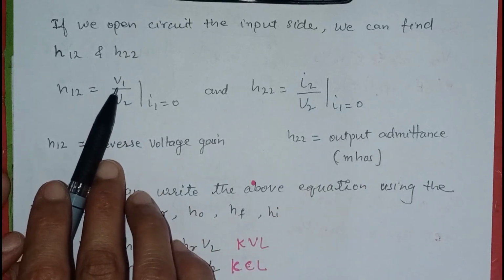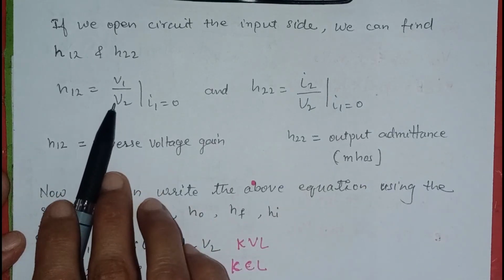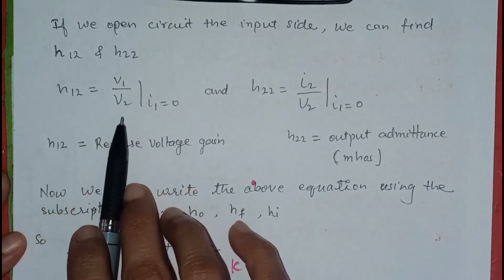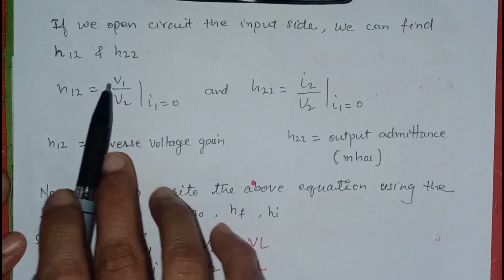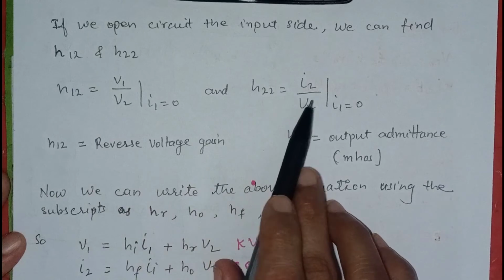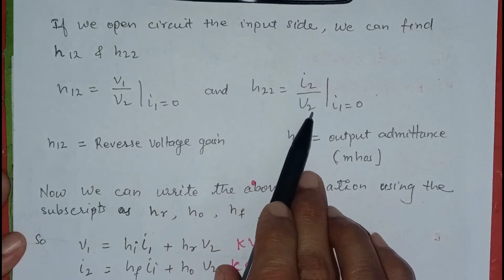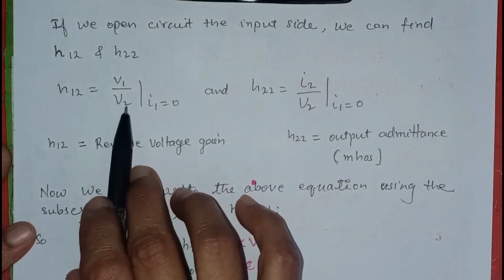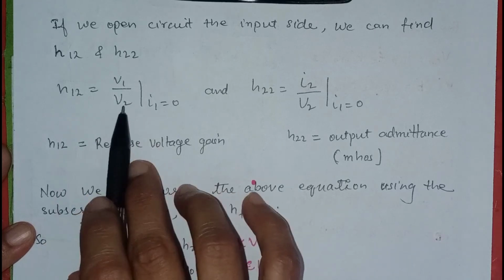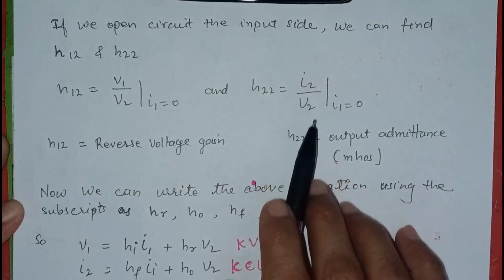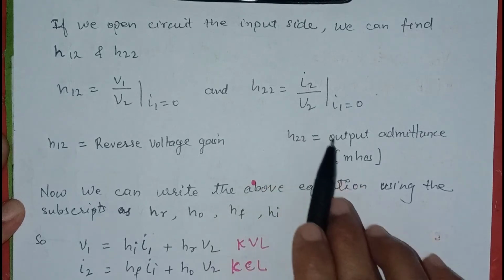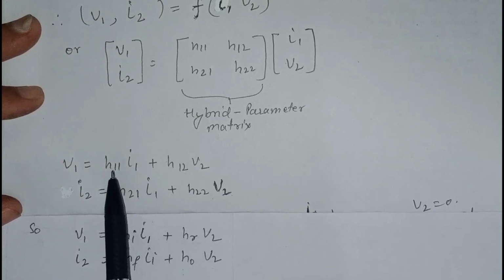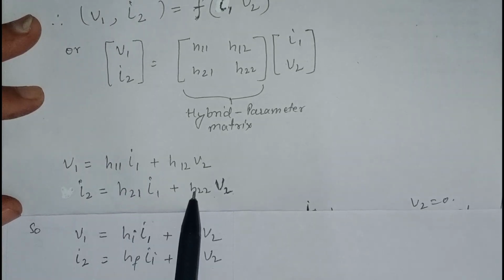We can see here both are voltages, and it is a reverse voltage gain, because voltage gain is actually V2 upon V1. So it is a reverse voltage gain because it is V1 upon V2. And this quantity I2 upon V2 is admittance, because it is the reciprocal of resistance, so it is called admittance. Since both are voltages, H12 is a unitless quantity, and as this is the reciprocal of resistance, the unit of this quantity will be mhos. Now we will change the subscripts of these H parameters according to their representations.